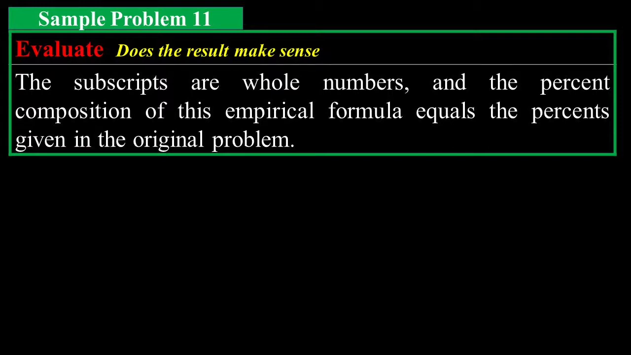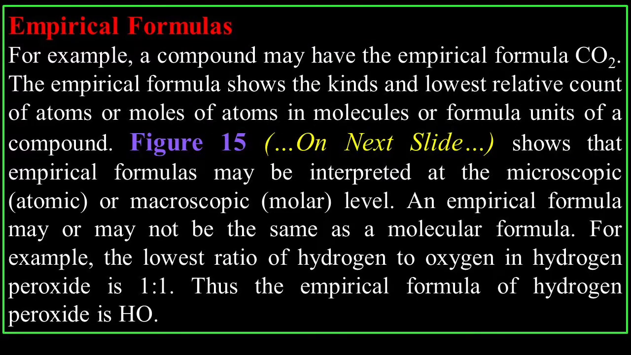The subscripts are whole numbers, and the percent composition of this empirical formula equals the percents given in the original problem. For example, a compound may have the empirical formula of CO2. The empirical formula shows the kinds and lowest relative count of atoms or moles of atoms in molecules or formula units of a compound. Figure 15 on the next slide shows that empirical formulas may be interpreted at the microscopic, atomic, or macroscopic molar levels.